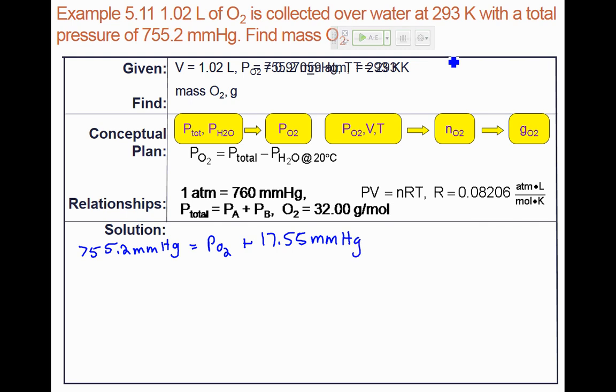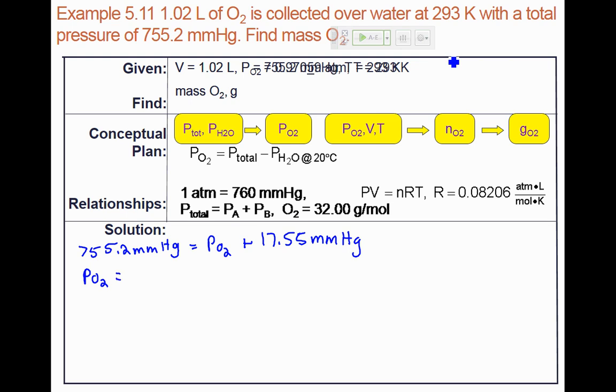You can calculate this to ATM first if you want, or you can figure out your partial pressure of O2 in millimeters mercury and then convert it to ATM. You're going to get the same answer. I just like to do as little conversions as I have to. This means I only have to do one instead of two. But both work. So our partial pressure of O2 is just going to be 755.2, our total pressure, minus our vapor pressure of water.